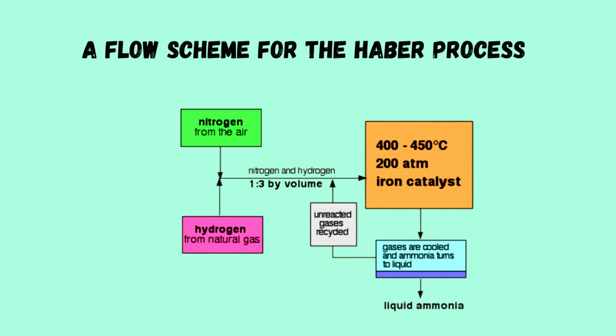This is a flow chart for the Haber process. Nitrogen from the air and hydrogen from natural gas react in a 1:3 ratio by volume under 400 to 450 degrees Celsius temperature and 200 atmosphere pressure and an iron catalyst.